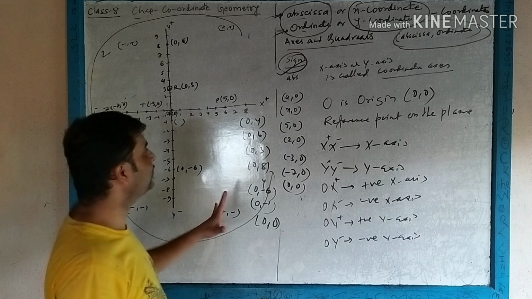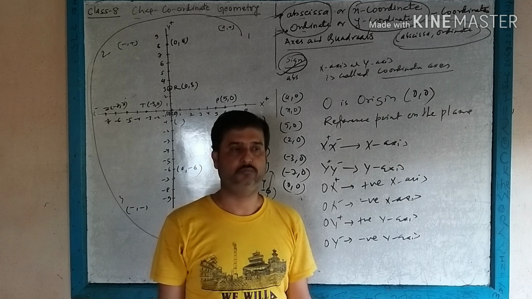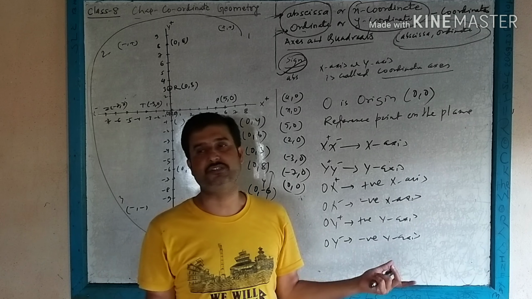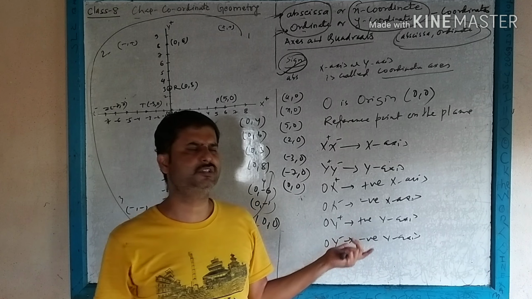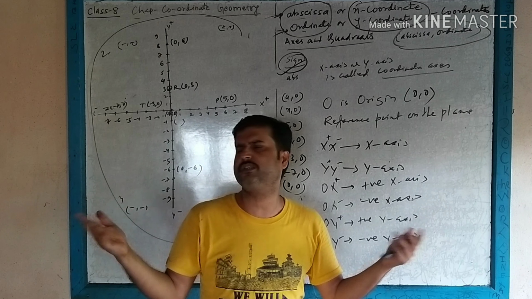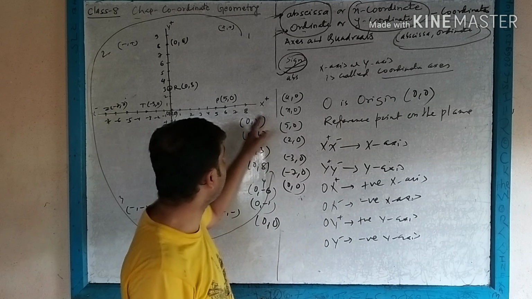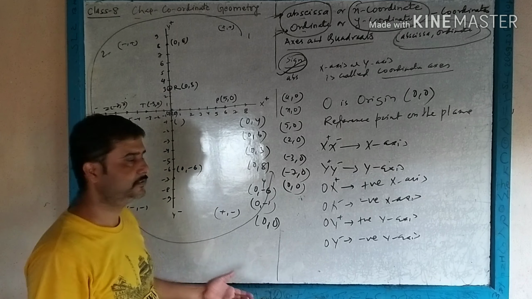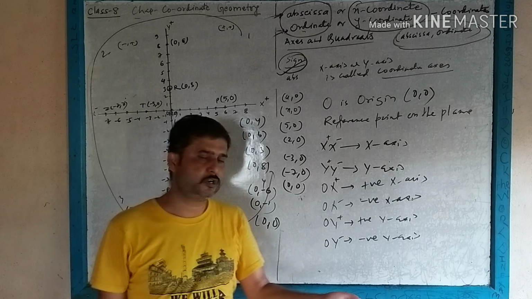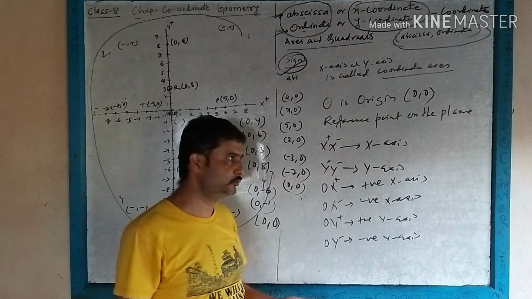So the main thing to remember is that any point on the x-axis is x comma 0. Somebody will ask, what is a point on the x-axis? x comma 0. For example 5 comma 0, 7 comma 0, 1 comma 0, 2 comma 0, 3 comma 0, 4 comma 0, 5 comma 0. These are all coordinates of points lying on the positive x-axis. Minus 1 comma 0, minus 2 comma 0, minus 3 comma 0, minus 4 comma 0 are all points lying on the negative x-axis.